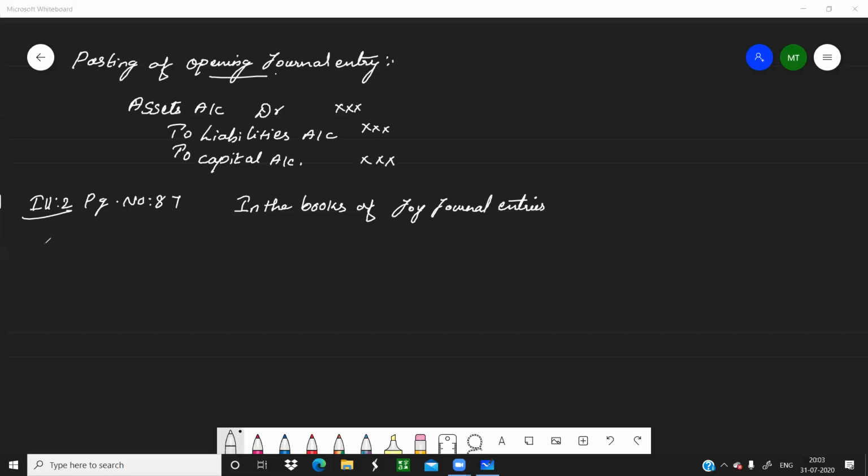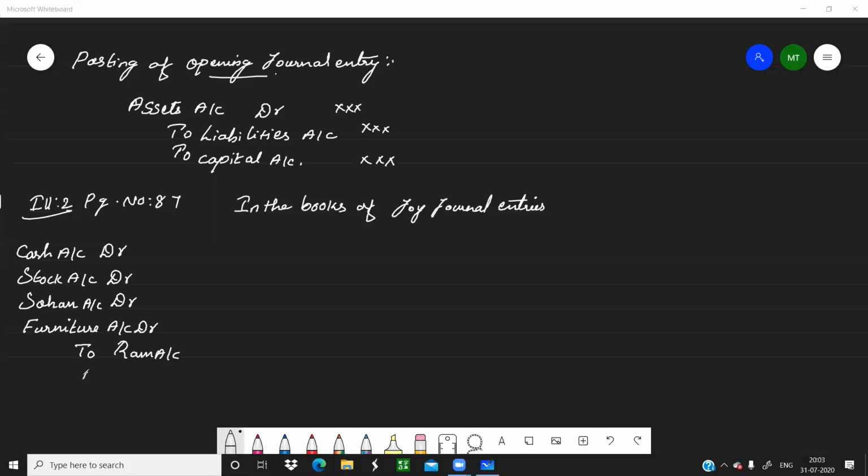First one, cash account debtor. So cash account debtor, then stock account debtor, Sohan account debtor, furniture account debtor, to Ram account, to Joy's capital account. It's the problem.